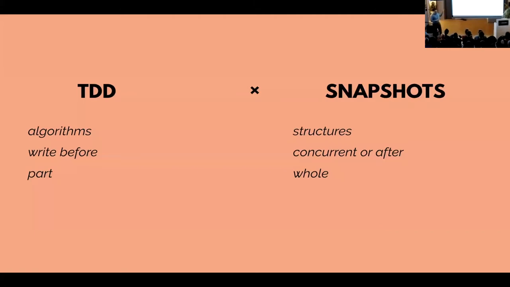TDD is good for testing one part. Age is 32. Snapshots are good for the whole structure. That's the difference.